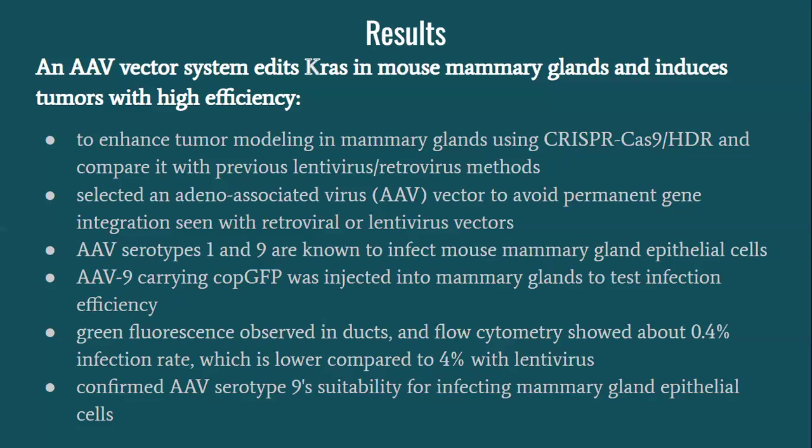So to enhance tumor modeling in mammary glands using CRISPR-Cas9 HDR and compare it with previous lentivirus or retrovirus, this method was carried out. Here, an adeno-associated virus, or AAV, vector was used to avoid permanent gene integration, as seen with retroviral or lentivirus vectors. So what's the difference between a lentivirus vector and adeno-associated virus vectors?